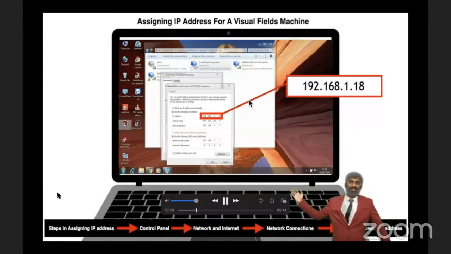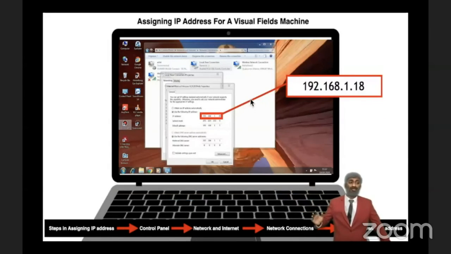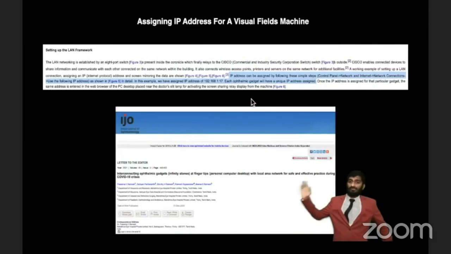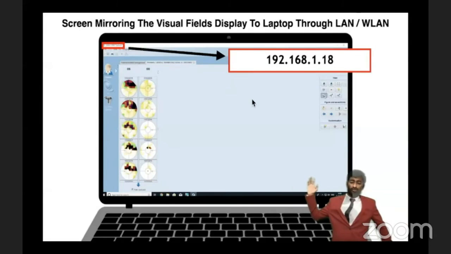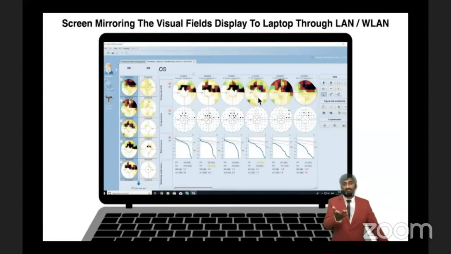You have to assign an IP address for it because a web interface is needed, which is mandatory, and an internet connection. Go to control panel, network connections, and you assign an IP address. The steps are also given in our paper as to how to assign an IP address. Once the IP address is assigned, you can just click it in the Google search engine, and then the display of the visual field is on your PC desktop at your fingertips.